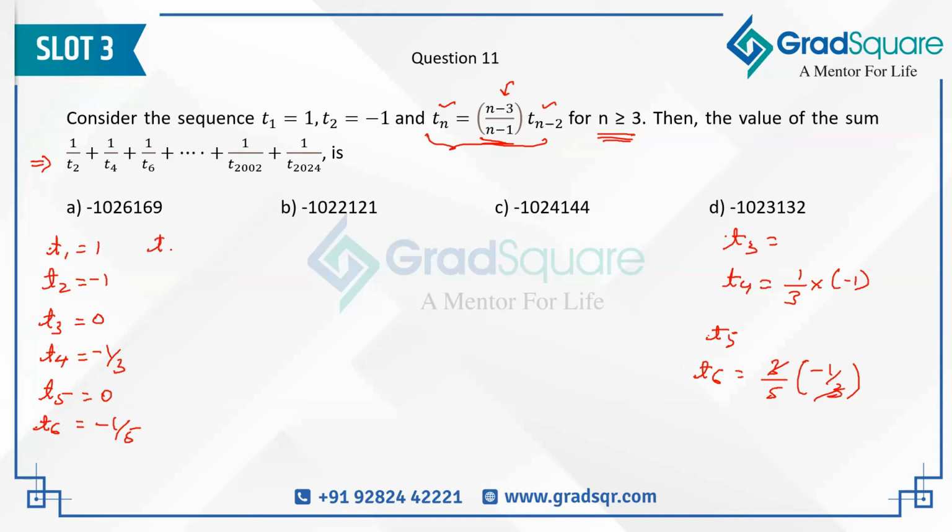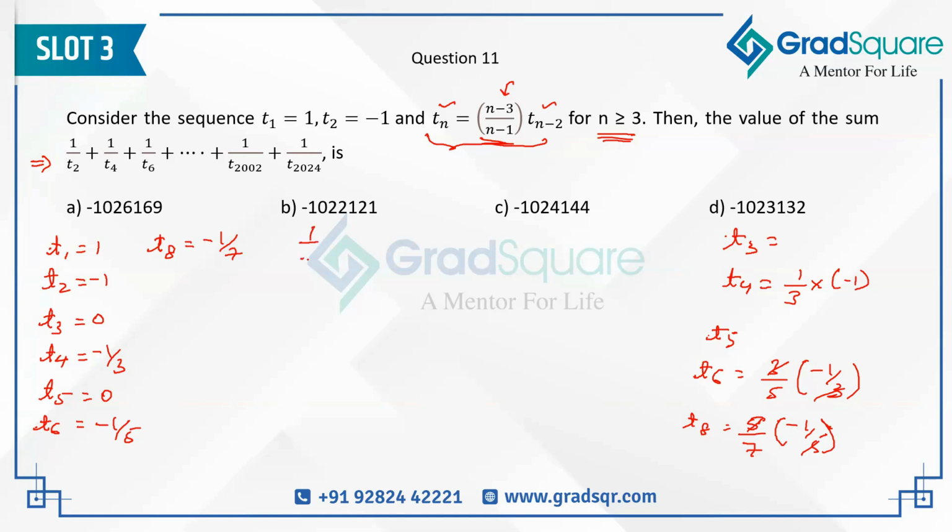Let me now look at T8. Is it going to give me the same pattern? Then it will get confirmed. T8 will be what? 8 minus 3, which is going to be 5, divided by 8 minus 1, which is going to be 7, multiplied by T6, and T6 is turning out to be -1 by 5. 5 and 5 will get cancelled out. Again, T8 is turning out to be -1 by 7. By now, I'm absolutely clear what is happening.